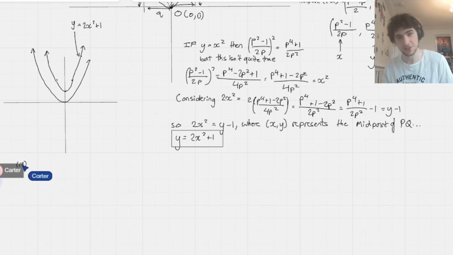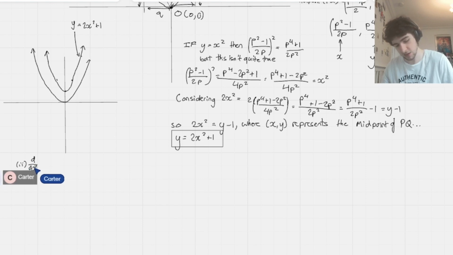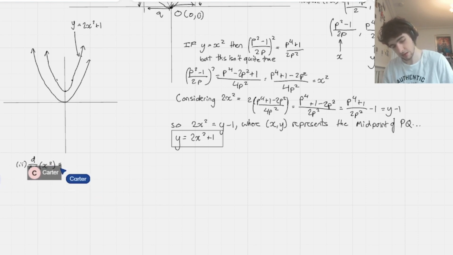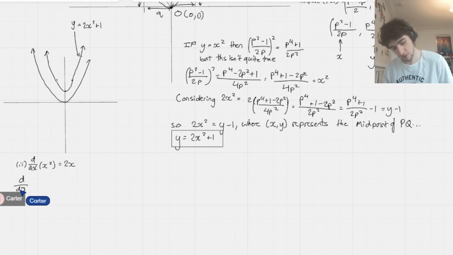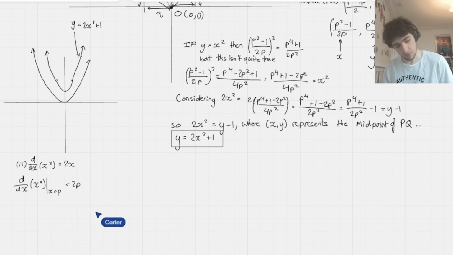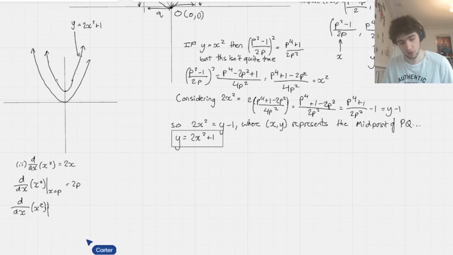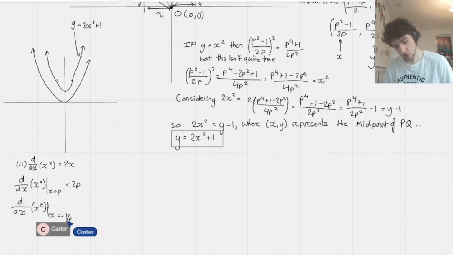But we do know some stuff about tangents, right? We know some stuff about derivatives. So this is going to be hopefully not too bad. We know that the derivative with respect to x of x squared is just 2x. So the derivative of x squared evaluated at x equal to p is just 2p. We also know the derivative evaluated at minus 1 over p, which is the x value of our point q, is just going to be minus 2 over p.